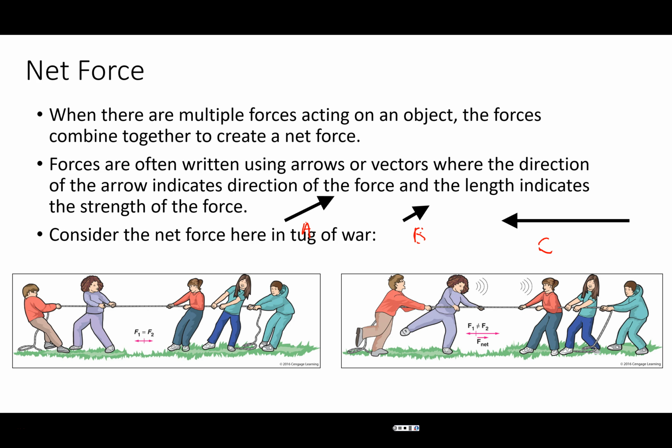So finally, you can actually kind of see this arrow's longer. Yeah, they're not equal. F2 is stronger. Well, yeah, because they got 3 people. F2 is stronger. And then the net force is not 0. The net force actually is in that direction with that magnitude. So, net forces. Cool.